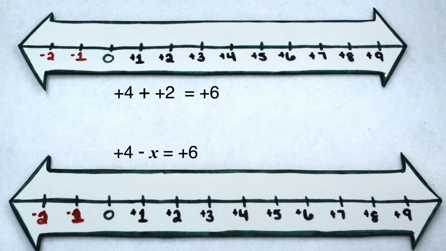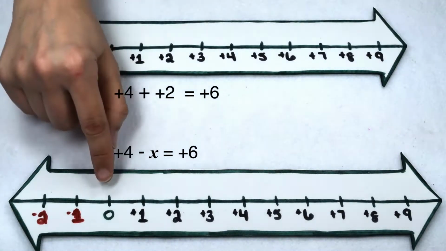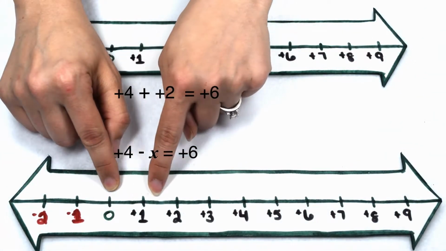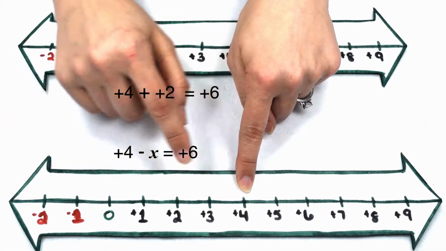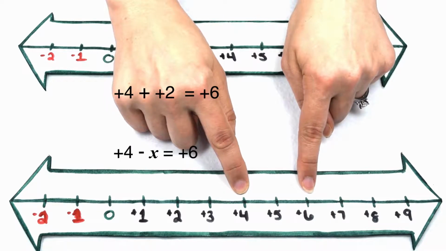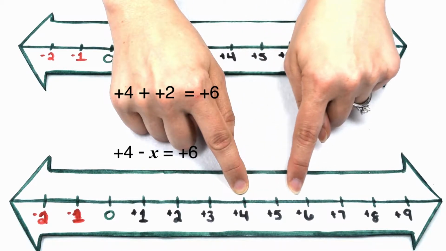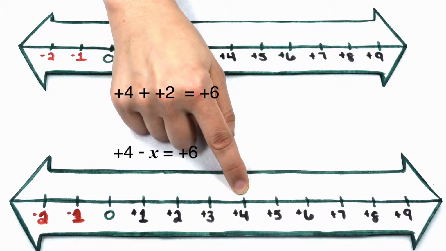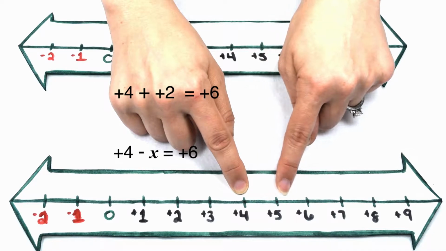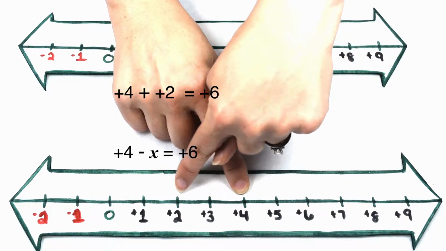Now what would that look like as a subtraction problem? Well, we would still start at 0, and positive 4 would still send me 4 places to the right. I still need to end up at positive 6. But subtraction can also mean the opposite of something. So I need this to be the opposite of what my value states. Since I need to go to the right, the opposite of that would be to the left.